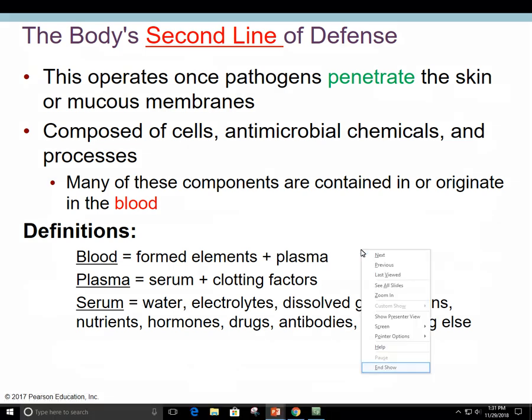So the second line of defense will be covered in the next lecture segment.